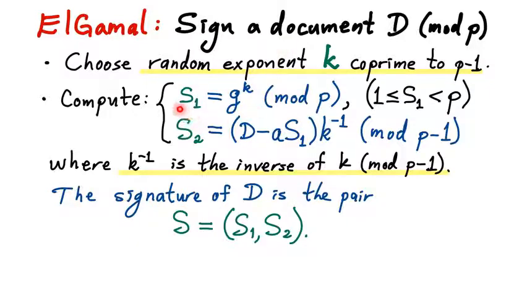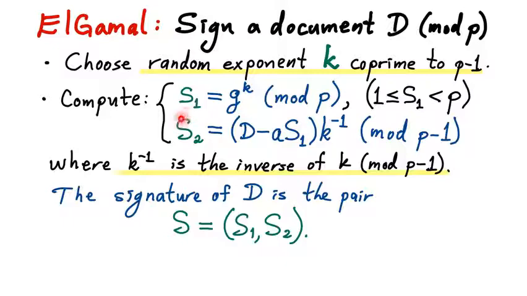The first one, as promised, uses this random exponent as an exponent of the generator g. So g to the k, of course, with arithmetic modulo P, that element S1, which we can think of as between 1 and P, is the first ingredient.